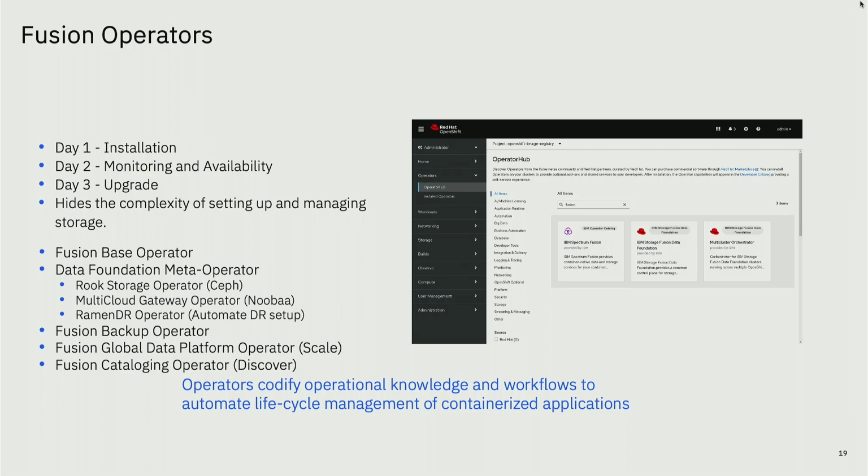We have the Fusion Global Data Platform Operator. That's basically a scale containerized version where we can either do a deployment inside OpenShift, so container native storage, but we can also do a remote mount of a scale cluster for the people that have, for HPC, for example, scale clusters. And we have the Fusion Cataloging Operator. When it was sold standalone in the past, it was called the IBM Spectrum Discover. So it's basically a containerized version of IBM Spectrum Discover.